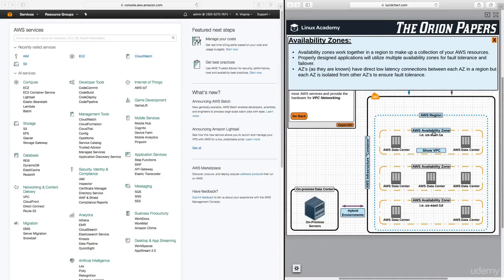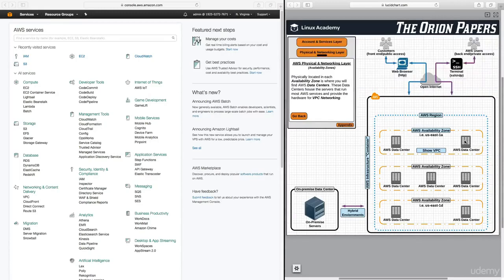And this is because availability zones have direct, low-latency connections between themselves within a region to be able to share data and back things up amongst themselves, but also remain physically isolated from each other to maintain that fault tolerance. So within a region, let's say the Virginia Northeast region, there are several availability zones which are physically separated from each other. Then within each availability zone, there are multiple data centers which are also physically separated from each other.